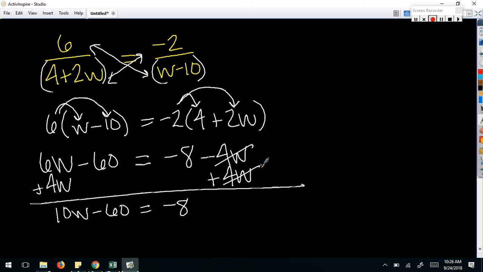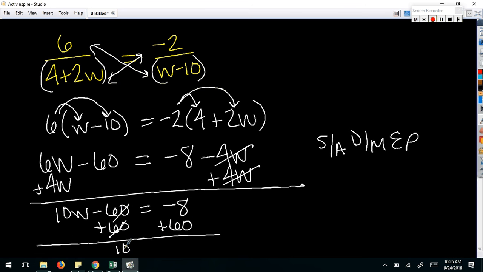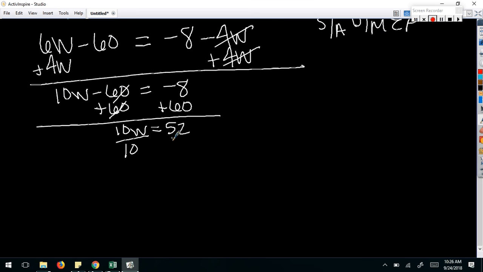Now what do I do? You add 60. Not yet. Remember we're going SAD MAP, so we need to do the addition and subtraction first. So plus 60. That's right, 52. So now what? Divide by 10. That's right. And W equals 5.2, 26 over 5, yes.